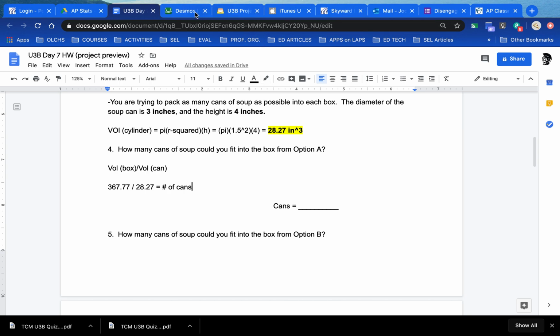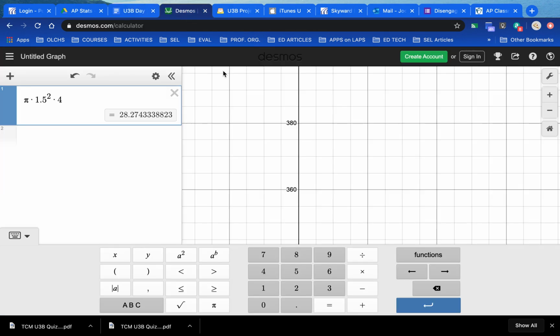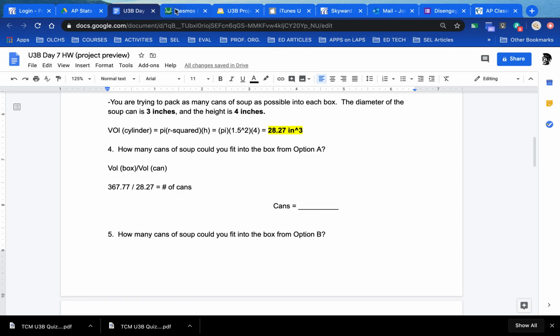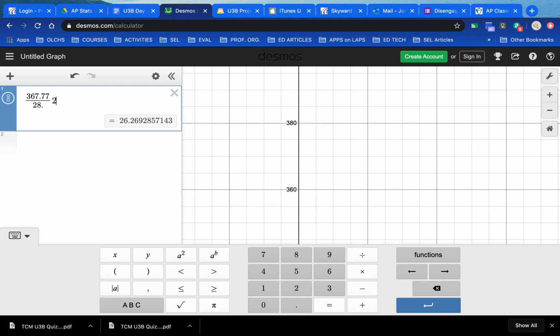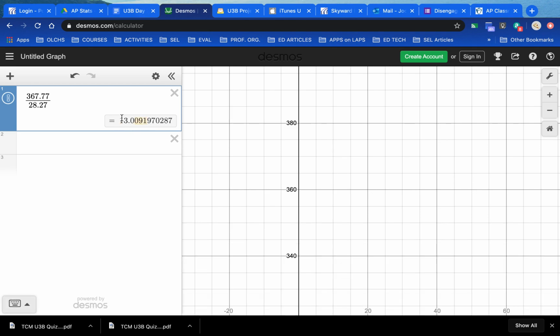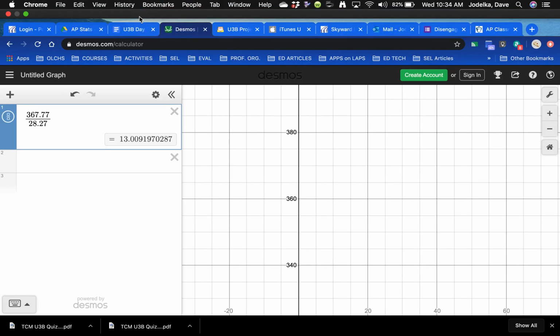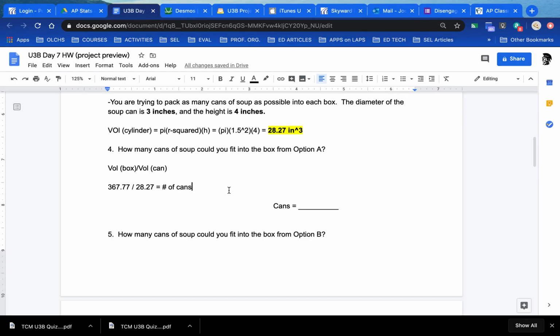So we're going to go back to Desmos, 367.77 divided by 28 point, I believe it was 27. Oh, there we go. And it says 13.009. So in this case, you'd actually round down. You can't put like a fraction of a can in there. So we'd say 13 cans can fit in this box, if that's the only thing you were packing in there.